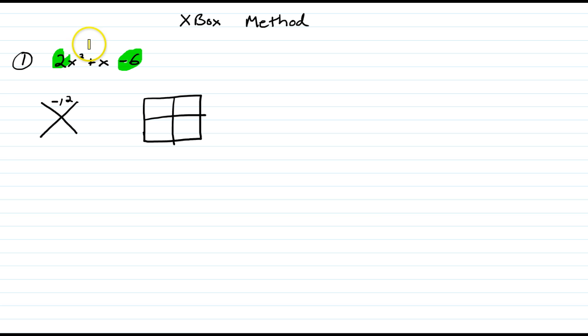And then the middle number, the number in front of the x, will go here on the bottom. And so since there's no number written, we always know that's a 1. So we get a 1 on the bottom.